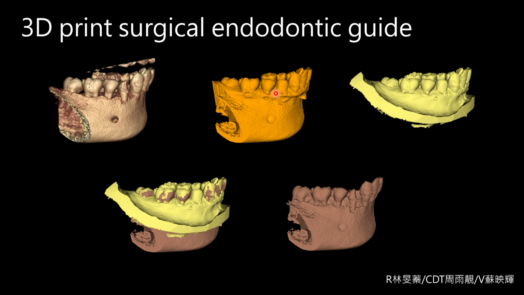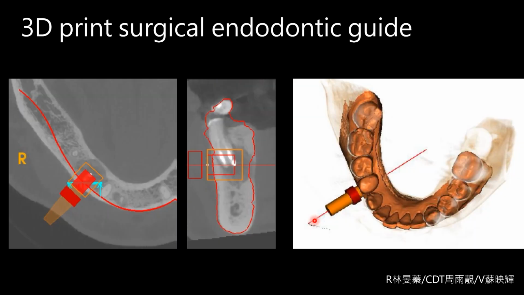So we decided to use the CBCT to get a bone reconstruction, and we used the intraoral scan for the soft tissue and the tooth surface. After that, we put the CBCT and the oral scan together and matched the tooth surface with the bone surface, and we made this model. This model has the accurate tooth surface and the accurate bone surface together. And we designed this surgical guide, where I will use the trephine bur to penetrate the buccal bone and avoid hurting the mental foramen here.